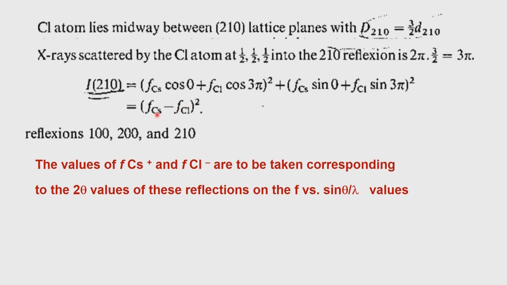So, the value can be calculated as FCs minus FCl square. So, the reflections 100, 200 and 210 do not appear, as we discussed earlier with the figures. The values of FCs plus and FCl minus are to be taken corresponding to the 2 theta values of these reflections in the f versus sin theta by lambda curve. So, we have to pick up those values of the f. If we do that, then we will be able to calculate what should be the contribution of cesium chloride to these individual reflections.